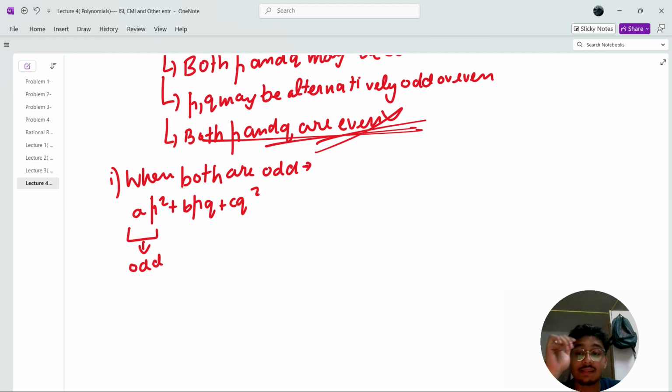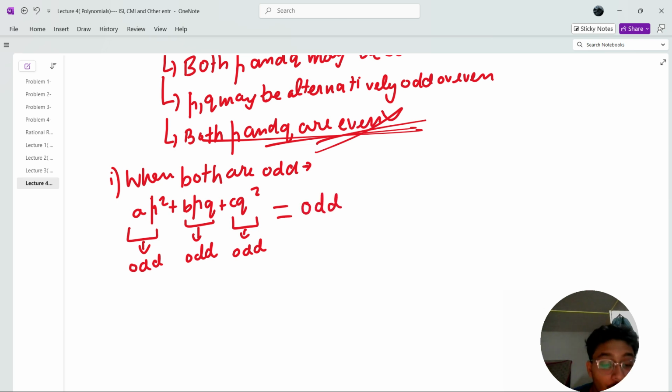Check out the parity, guys. In these types of questions, we always need to check out the parity, that is the difference between odd and even. BPQ: P is odd, Q is odd, B is also odd. So three odd numbers are getting multiplied, so that gives me odd. Similarly, CQ square: Q is odd, C is odd, Q square is odd, Q square into C is also odd. So my summation of three odd numbers has to be odd. Any case you take, 3 plus 5 plus 7 gives me 15. That's odd. Any example you take, it's always going to be odd.